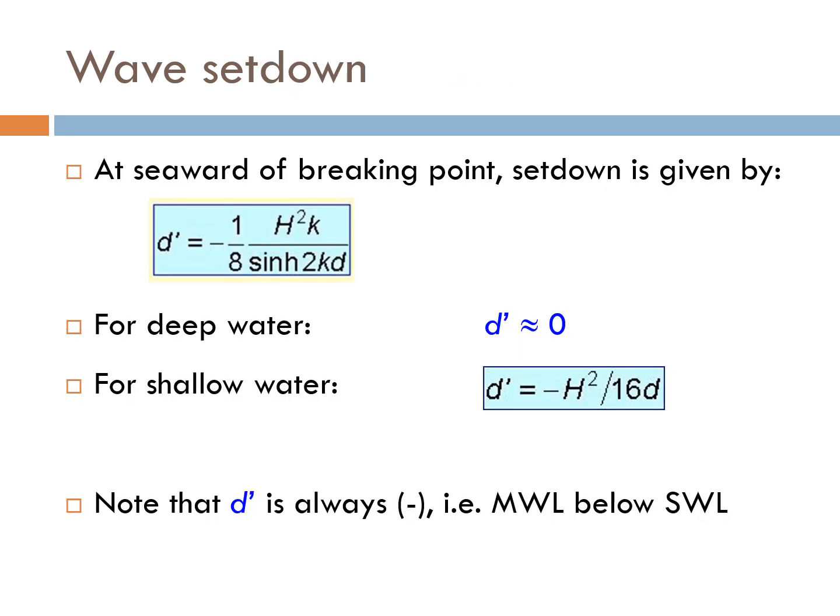The set down is given by this expression over here. d prime equals negative one-eighth times h squared times k over sinh of 2kd. Take note that there is a negative. For deep water condition, there is actually no set down, so d prime equals 0. But for shallow water condition, this equation can be simplified, and it equals negative h squared over 16d.